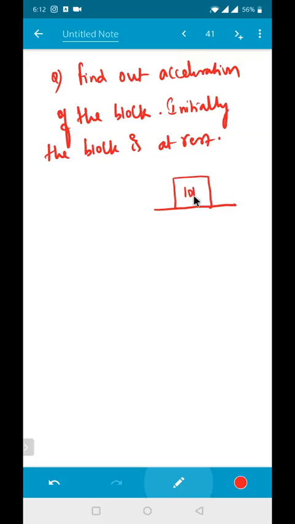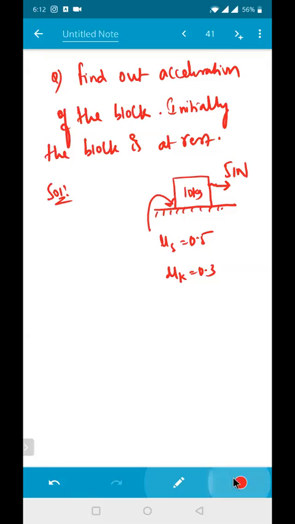This is your 10 kg. And here the coefficients of friction, whatever you have been given: mu s is 0.5, mu k is 0.3, and you are applying a force of 51 Newton. Okay, so see what is the answer you can give for this one. Very good question.